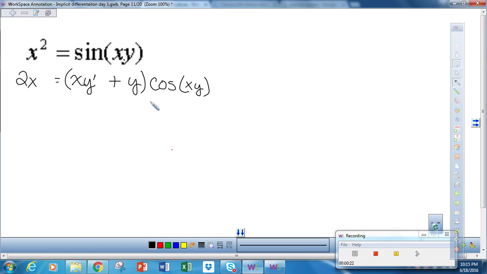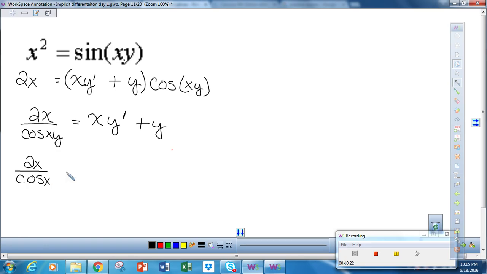We need to solve for y prime here. I'm just going to do it the easy way. I'm going to divide by cosine xy, and then subtract y and divide by x. So I get 2x cosine xy minus y, and then all of that divided by x. This is probably a pretty ugly way to write that, but I'm just being lazy.